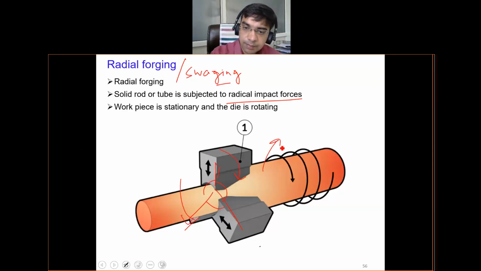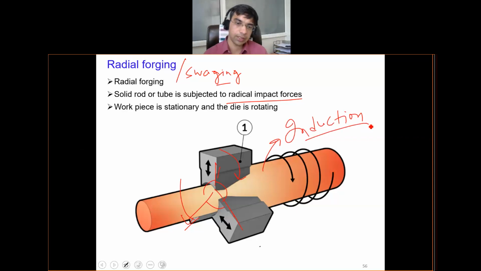In this case, the workpiece is heated using induction heating. High frequency currents are passed, which make the workpiece red hot in a couple of seconds. Then you start impacting it with these dies. These dies then give the final shape to the workpiece.